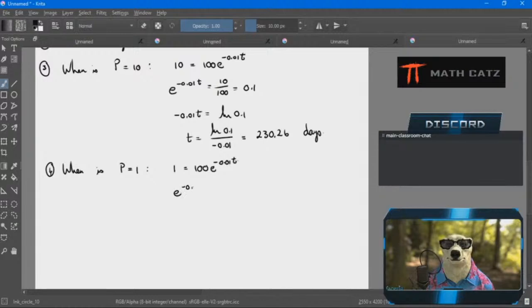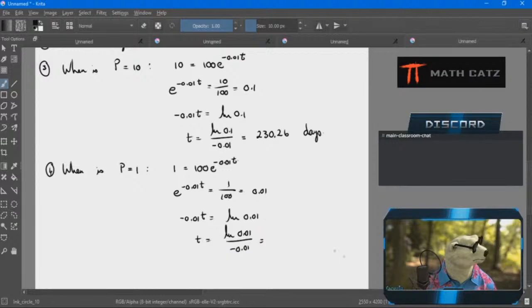So e to the negative 0.01 T is then 1 over 100, which I can simplify to 0.01. So negative 0.01 T is natural log of 0.01. I can't cancel these 0.01s. This second one is in the log function. So T is log of 0.01 over negative 0.01. So let's see what that is.